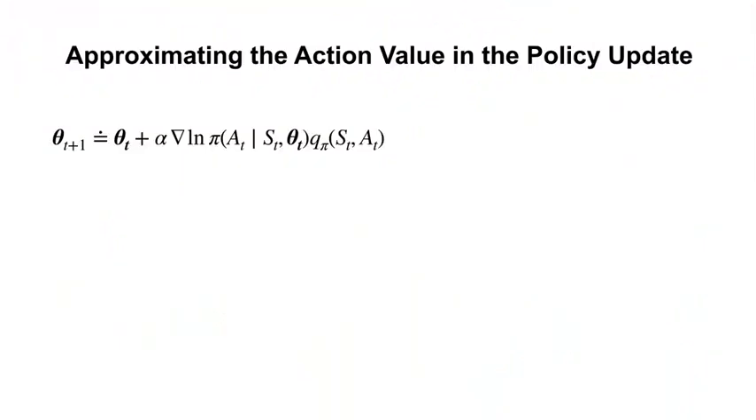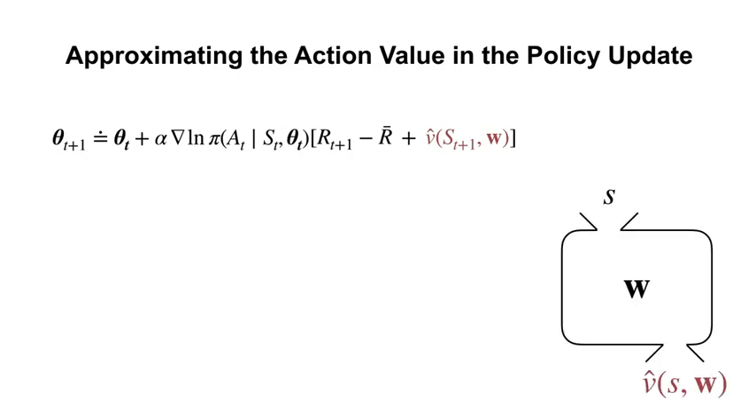We finished off the last video with this expression for the policy gradient learning rule. But we don't have access to q pi, so we'll have to approximate it. We can do the usual TD thing, the one-step bootstrap return. That is, the differential reward plus the value of the next state. As usual, the parameterized function v hat is a learned estimate of the value function. In this case, v hat is the differential value function.